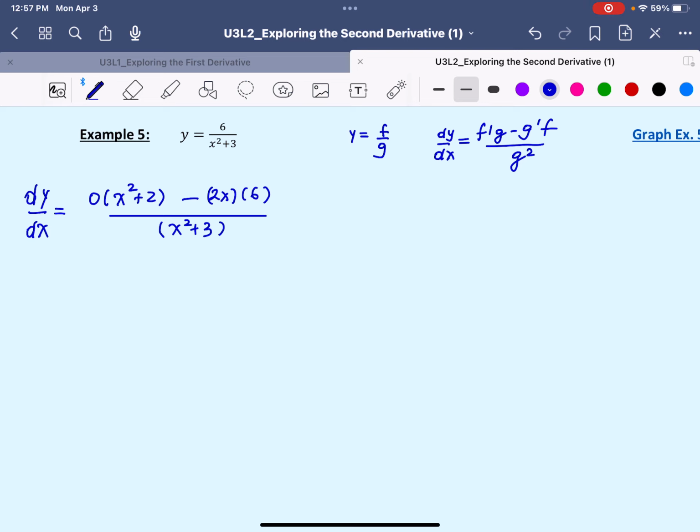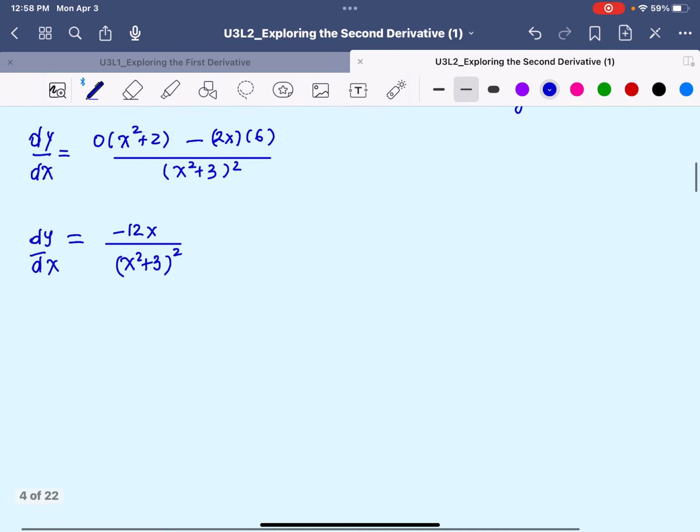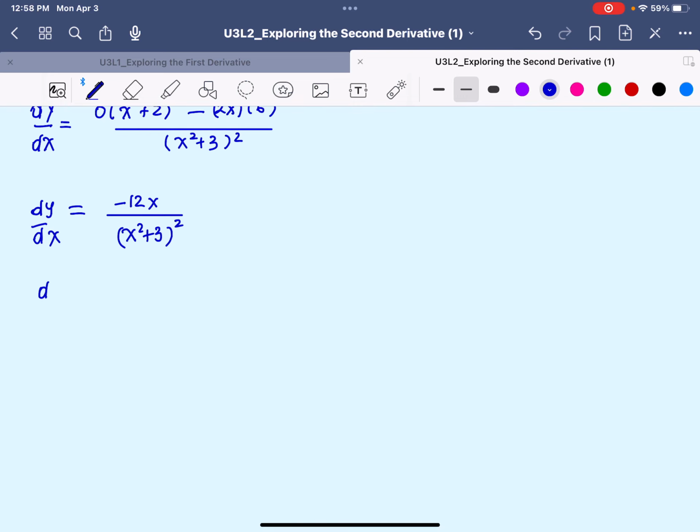Let's simplify. So 0 times anything will be 0. So the numerator will have only one term. So negative 2x times 6, negative 12x. And the denominator has x squared plus 3 squared. That is dy dx, everyone. So here we go. We're going to find the second derivative based on the first.